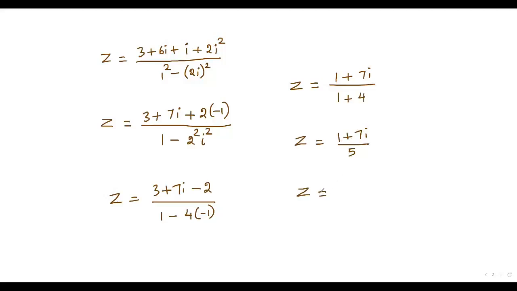Here 5 is a common denominator for 1 and 7i, so the denominator 5 can be taken separately for 1 and for i. Then I get 1/5 + 7/5 i. Now the complex number is in the form a + bi. So the standard form of the given complex number z is 1/5 + 7/5 i.